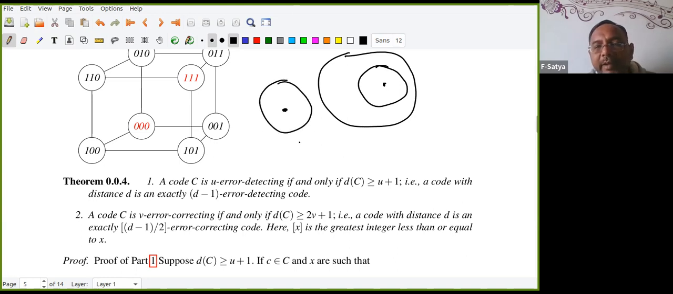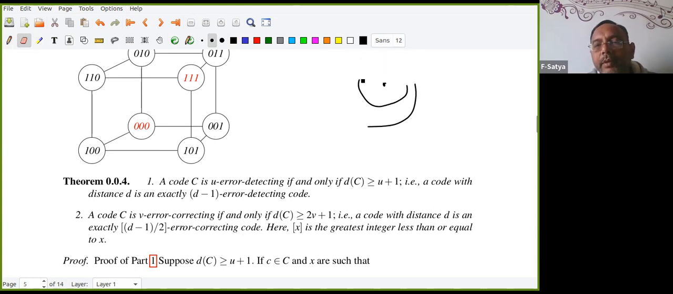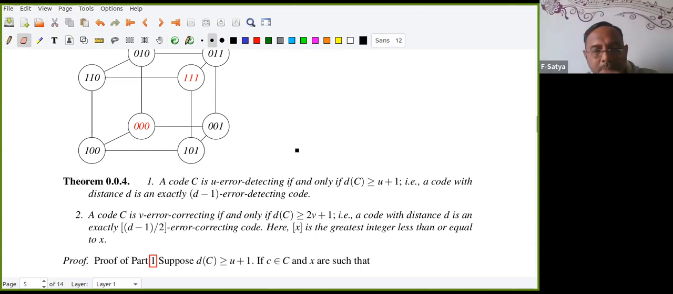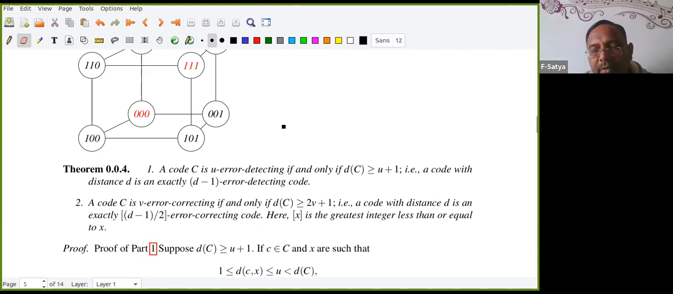What happens if I take circles of radius d minus 1 by 2 around each code word? Can somebody help me? Are you following? If I take distance d minus 1 by 2 with the center as the code word, then what happens? There is only one code word in that ball, in that circle, right? That is the thing. So if any word goes inside that circle, I correct it to that code word. That is what I showed in the first lecture, one diagram I showed.